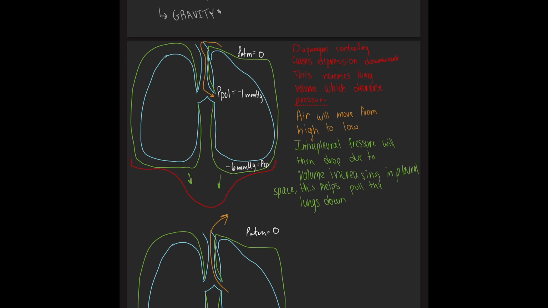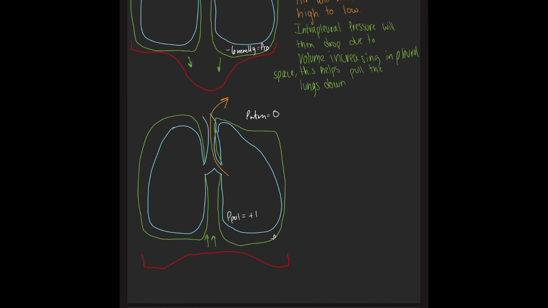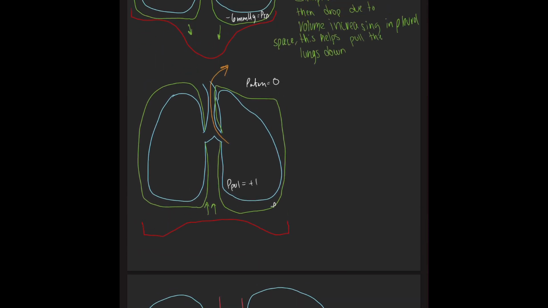So intrapleural pressure will then drop, right? Due to the volume increasing in the pleural space, that's going to get moved down because our diaphragm is moving down. So this helps lengthen the lungs and allows more space for the lungs to inflate, thanks to the diaphragm.